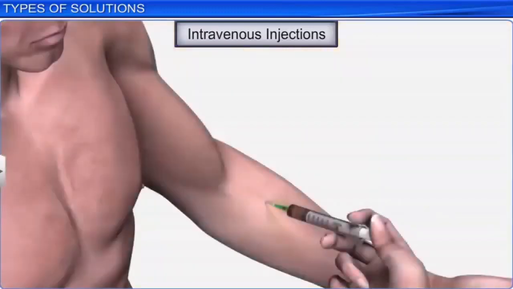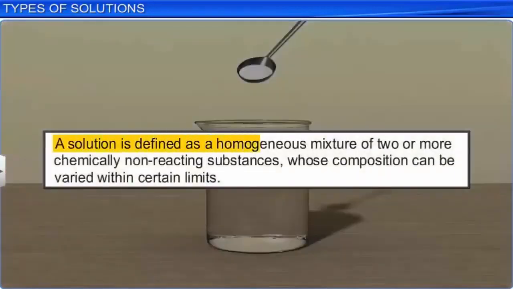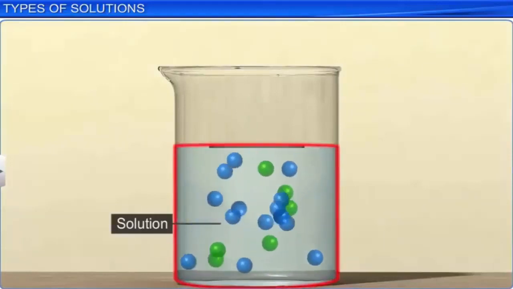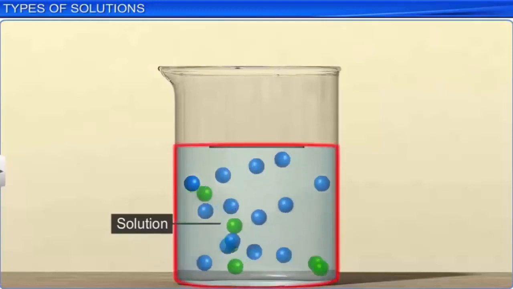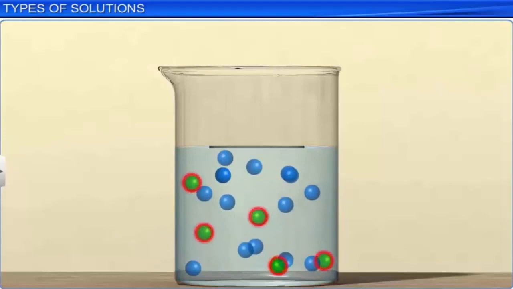A solution is defined as a homogeneous mixture of two or more chemically non-reacting substances whose composition can be varied within certain limits. A homogeneous mixture is one in which the composition and properties are uniform throughout. In a solution, the component that is present in a smaller quantity is known as the solute or the dissolved substance. The component that is present in a larger quantity is known as the solvent or the dissolving substance.